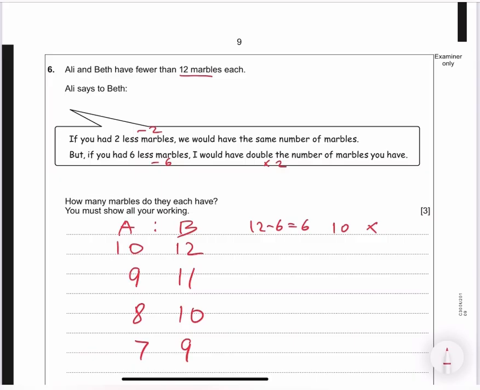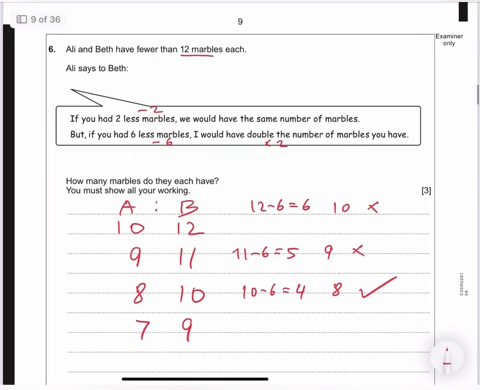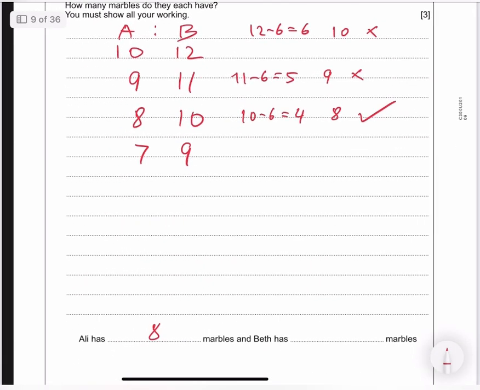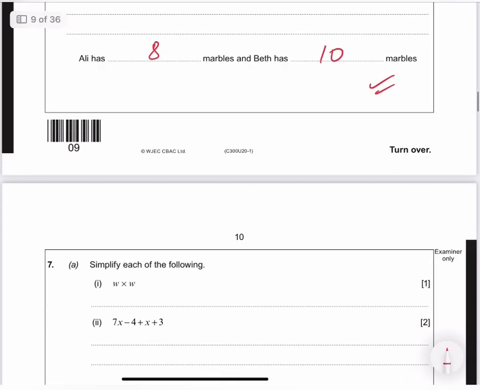And we can try the next example, which is 9 and 11. So 11 minus 6 will give you 5. But 9 is not double of 5. And let's try 8 and 10. So 10 minus 6 gives you 4, and 8 is double that. So that is suitable. So it doesn't take that long, and we've got the answer here. Ali's got 8 marbles and Beth has 10 marbles.